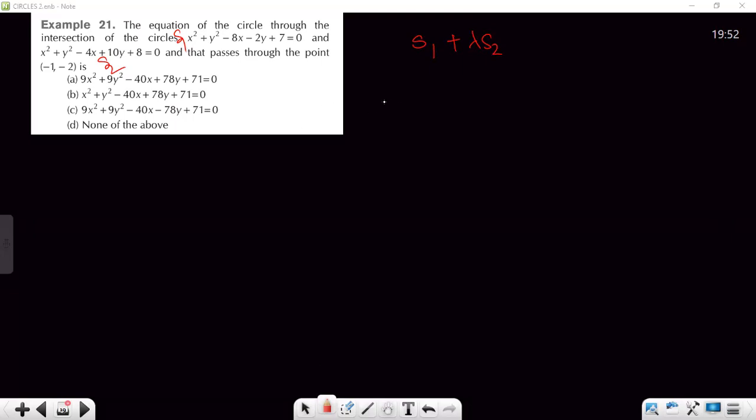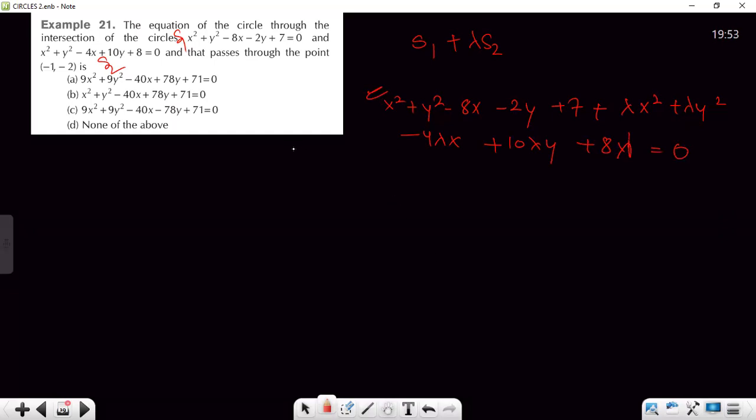Then x square plus y square minus 8x minus 2y plus 7 plus lambda x square plus lambda y square minus 4 lambda x plus 10 lambda y plus 8 lambda is equal to 0. Now this is the equation of the new circle, like all of the circles that are passing through the intersection of these two circles. Great. Now we have to particularly find the equation of that circle which is passing through this point as well.